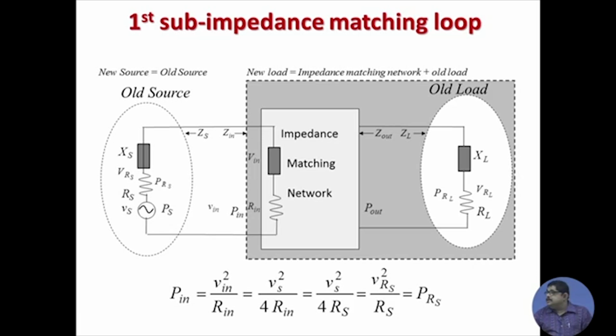now, as we derived in the previous lecture, in the conjugate match case, the power that is delivered to the resistive part of the load impedance is V A square by 4 R L. Now, here on the input side, this first sub impedance matching loop will give us P in equal to V A square by 4 R in. So, you see that this is the same as the power at the resistive part of the source, the same power you can deliver at the input of the impedance matching network.